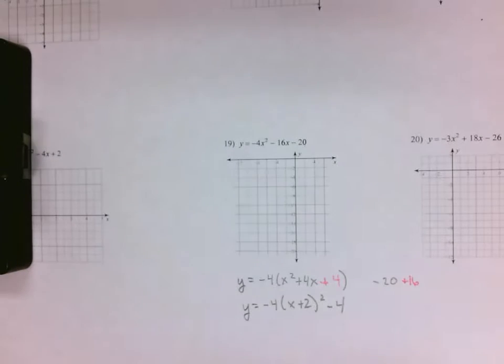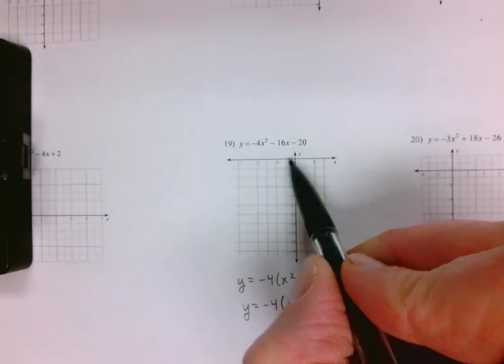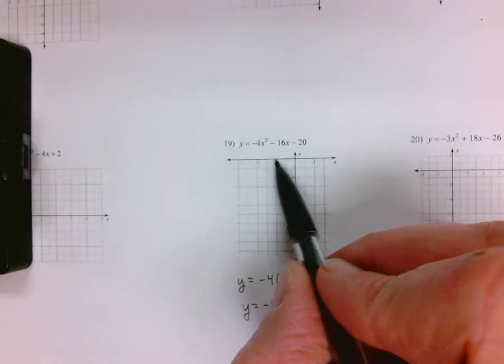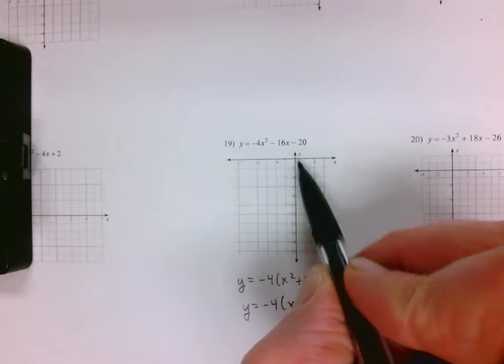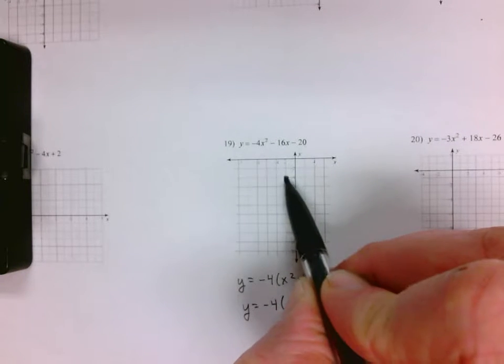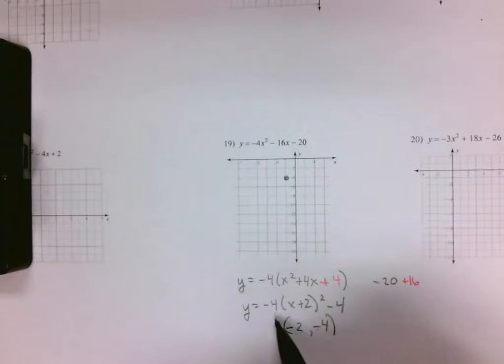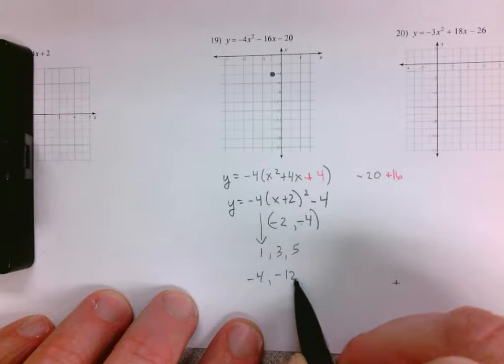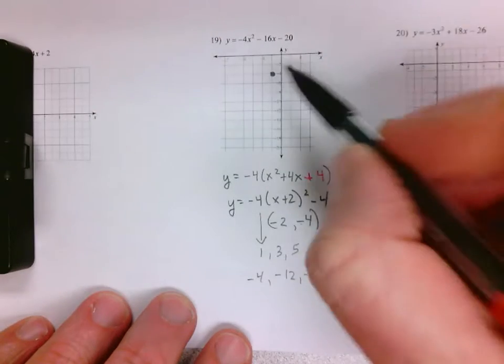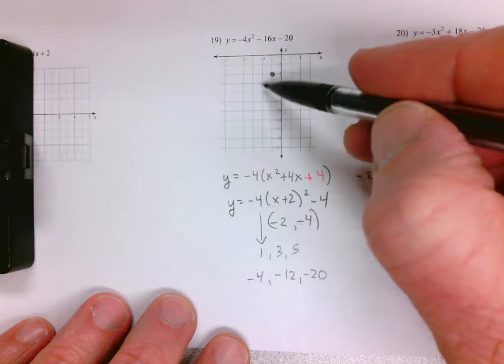So the vertex of my parabola is -2, -4. And if you notice, this thing is going by 2's. So -2, -4 is right there. I know it opens down. And instead of 1, 3, 5, I have -4, -12, -20. So I go over 1 and down 1, 2, 3, 4.